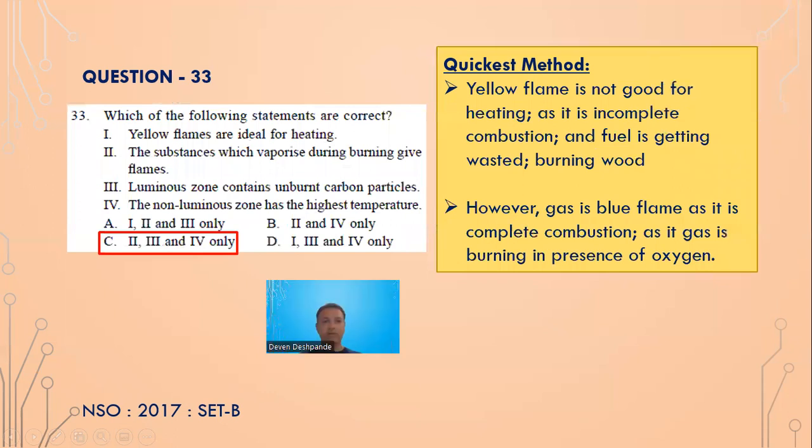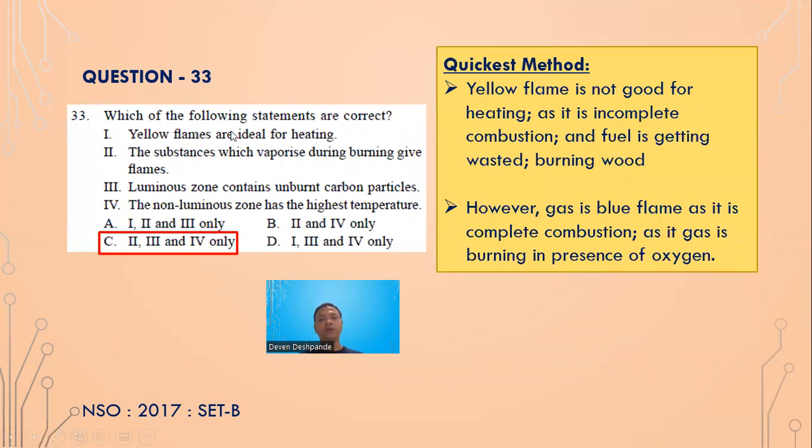Next one, question 33. Which of the following statements are correct? Yellow flames are ideal for heating. Substances which vaporize during burning give out flames. So which of the following statements are correct? 2, 3, and 4. Substances which vaporize during burning give out flames. That is correct, isn't it? But what is incorrect? Yellow flames are ideal for heating.